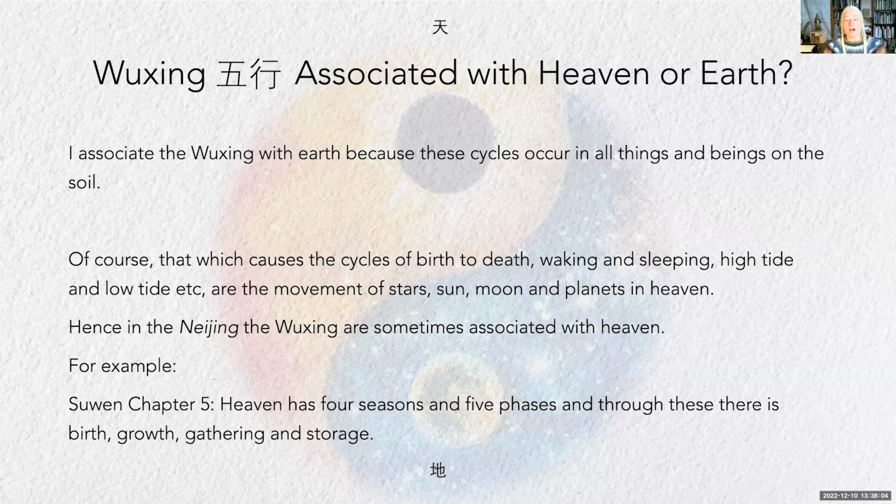So that which causes the cycles of birth to death, waking to sleeping, high tide and low tide, all of these kinds of cycles, what causes it are the stars, the sun, the moon, the planets in heaven. And hence in the Neijing the wuxing are sometimes associated with heaven. So for example, in chapter 5, it says, heaven has 4 seasons and 5 phases, wuxing. And through these, there's birth, growth, gathering, and storage. So it seems that in the Neijing, it's associating the 5 phases with heaven. And of course, this makes sense.